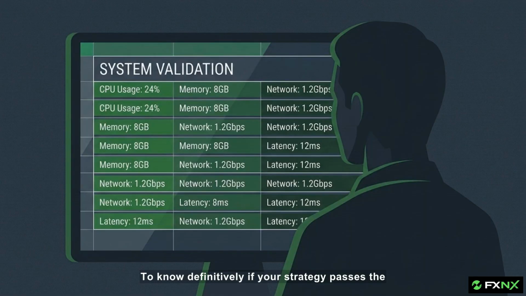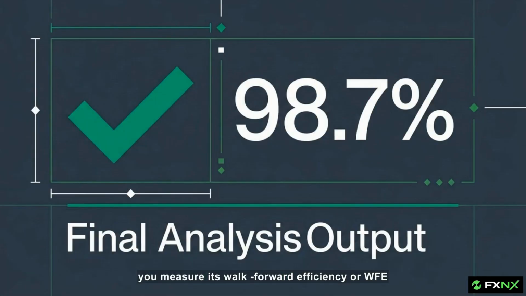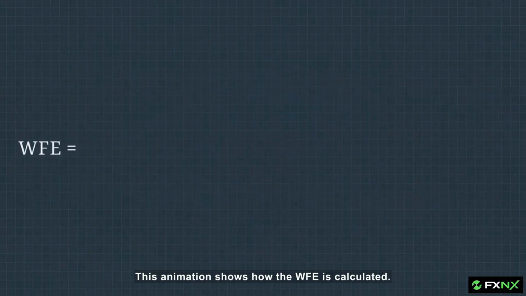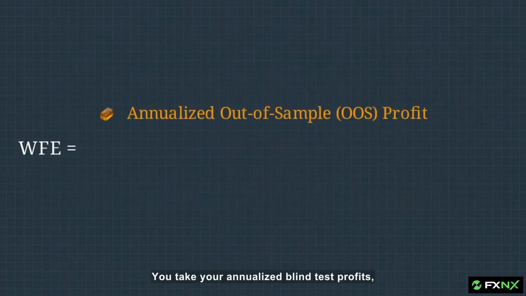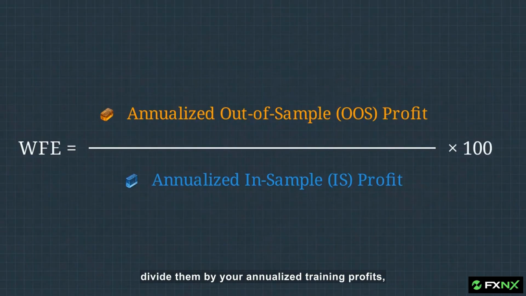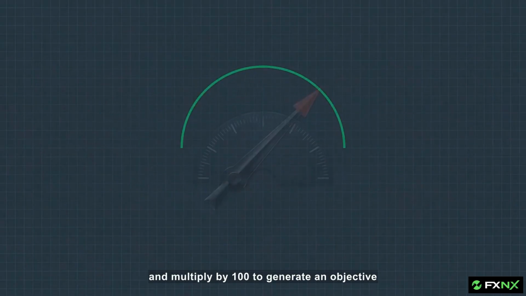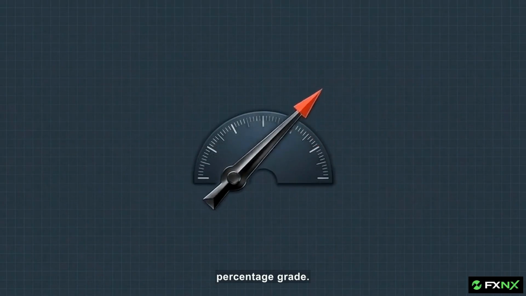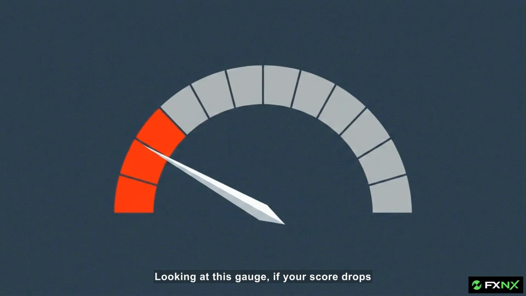To know definitively if your strategy passes the test, you measure its walk-forward efficiency, or WFE ratio. This animation shows how the WFE is calculated. You take your annualized blind test profits, divide them by your annualized training profits, and multiply by 100 to generate an objective percentage grade. Looking at this gauge, if your score drops below 35%, the system is mathematically broken.